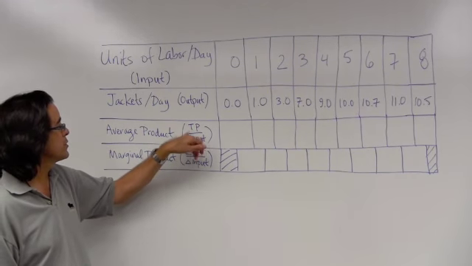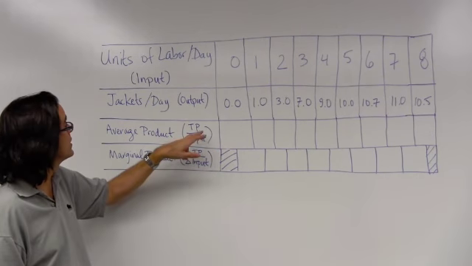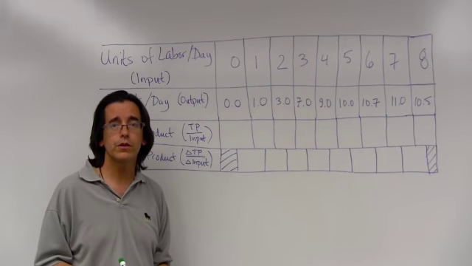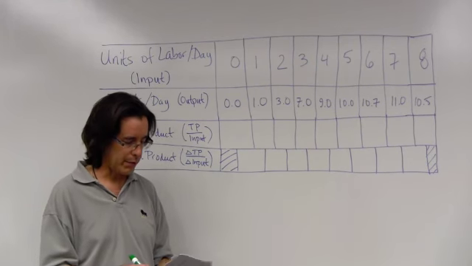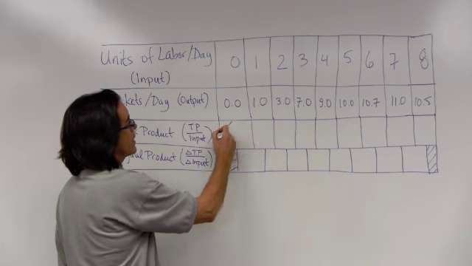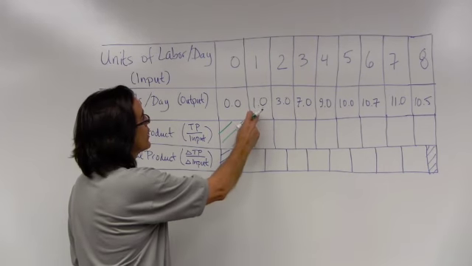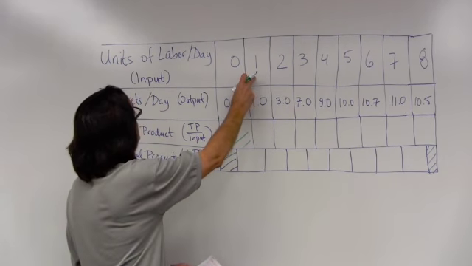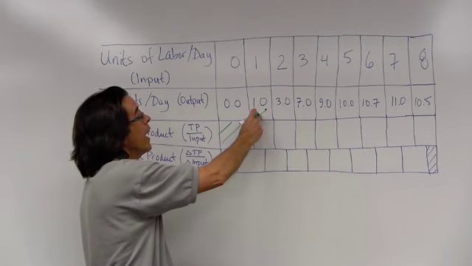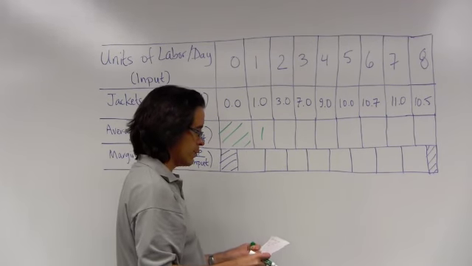The definition of the average product is simply the total product divided by the level of input. So all we're doing is saying, what is our production, dividing it by the number of units of labor, and that becomes our average product. So if we're going to do the calculations, well, first of all, when we have 0 input, we have 0 output, so we won't worry about that. We go to the next unit. We have 1 unit of labor producing 1 jacket per day, so that's total product of 1 jacket divided by amount of labor is 1, so the average product is 1.